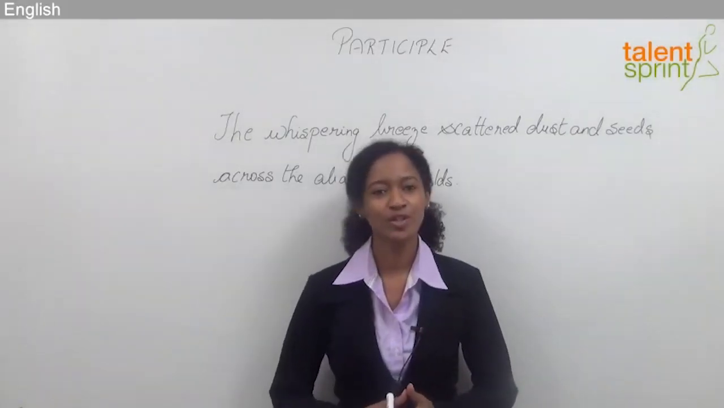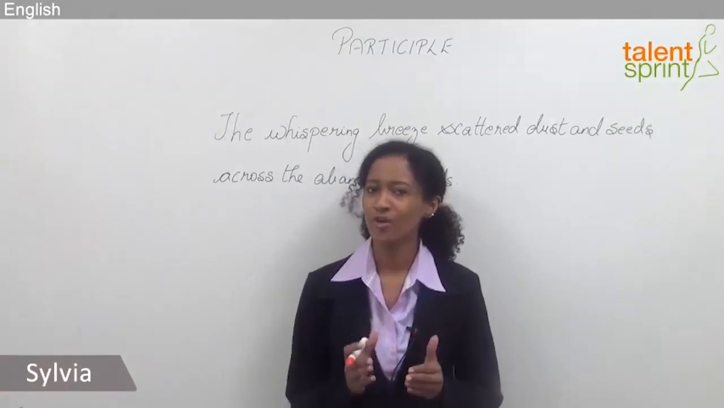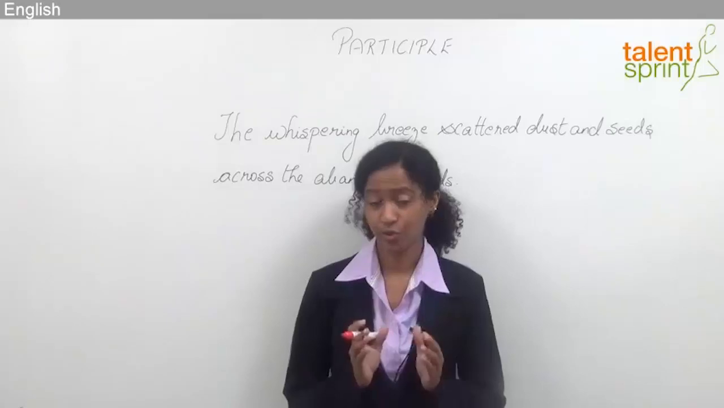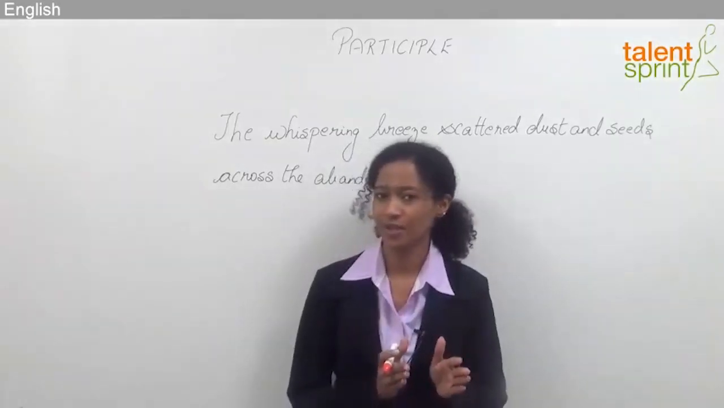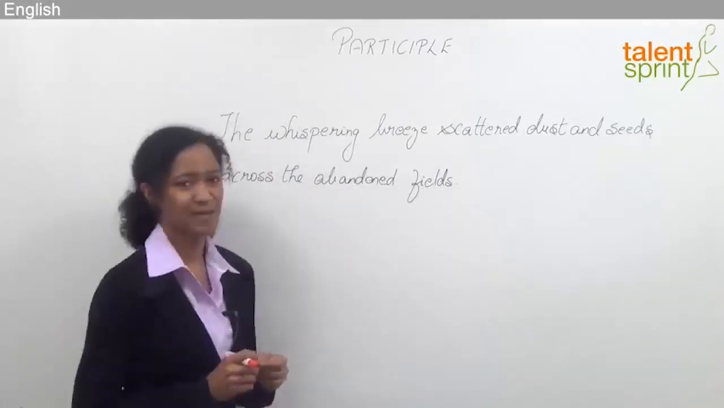In this session, we are going to look at the participle. Now, the participle is 2 of 5 forms or principal parts that every verb has. Those 2 forms are the present participle and the past participle. Okay, let's understand that with this example.